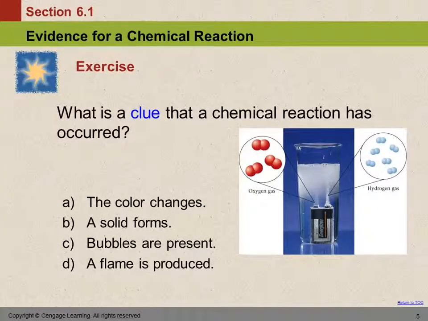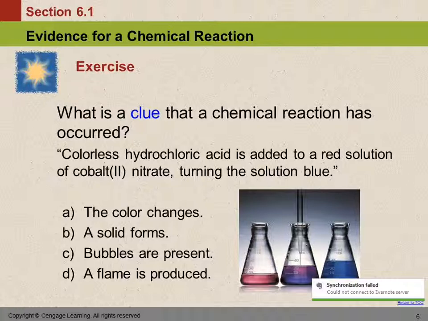So, what is the clue in this illustration that a chemical reaction has occurred? Here we've got a 9-volt battery and a glass of water. What do we see happening? Bubbles are forming. So the evidence that a chemical reaction is occurring is bubbles are present. And that's something you can try at home if you want to. This is electrolysis of water. The current from the battery is going through the water and destroying the water and creating oxygen gas and hydrogen gas.